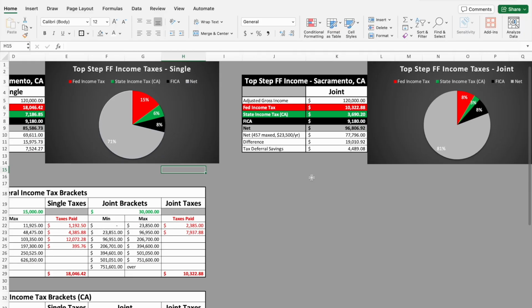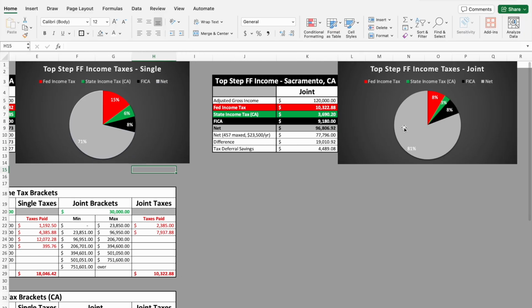You can see on the comparison between the two charts also, instead of having a take home of 71% of their income from their adjusted gross income, this one, filing jointly, you're taking home 81%. You're paying significantly less in taxes and income taxes across the board than somebody who's filing single, right?